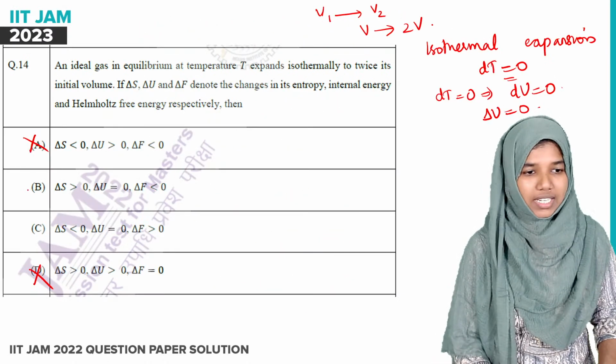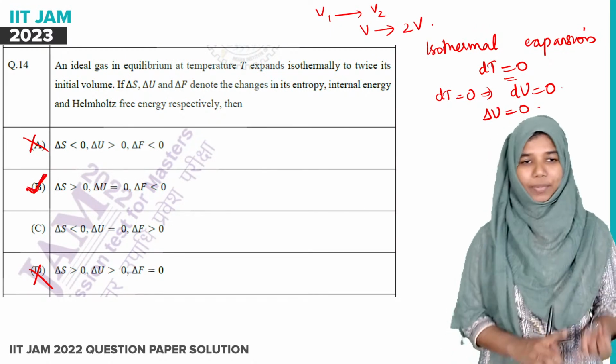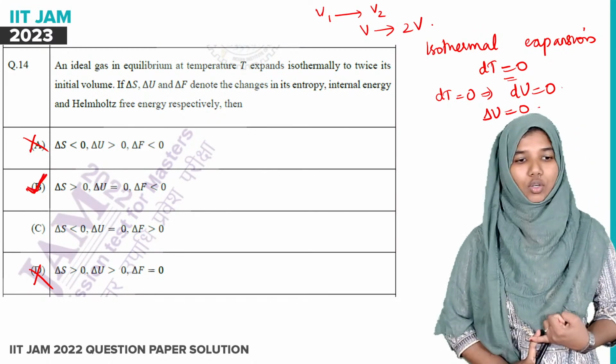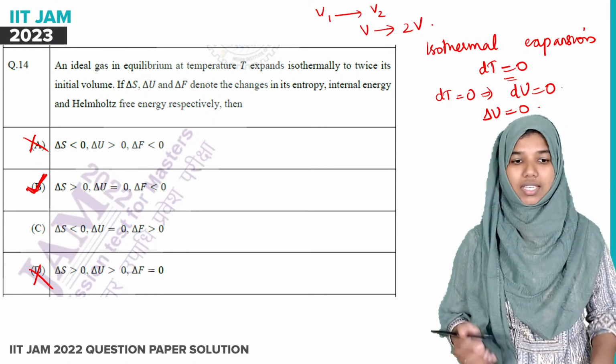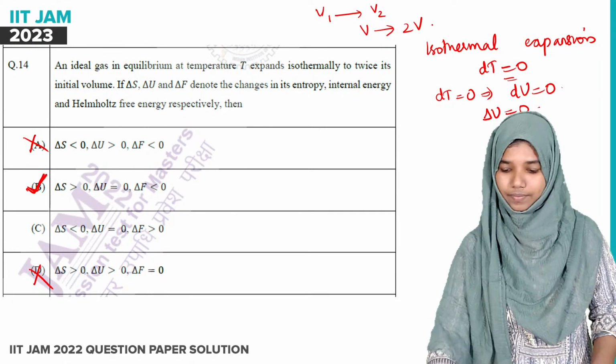Okay, so the correct option is option B. The change in entropy delta S is greater than 0, the change in internal energy is equal to 0, and the change in Helmholtz free energy is less than 0, or negative.